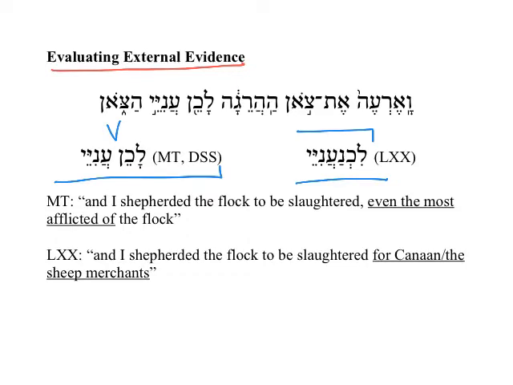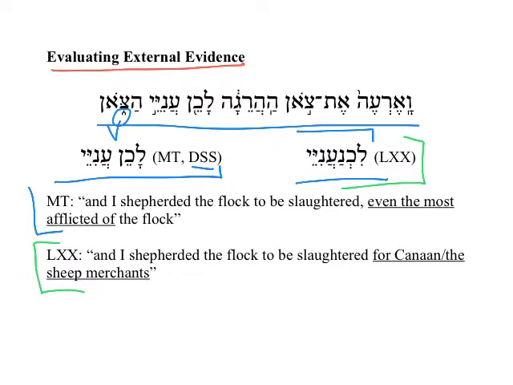Namely, the Masoretic tradition, represented also in the Dead Sea Scrolls, is that the term in this phrase, in the first half of the verse up to the anakta, is: "And I shepherded the flock to be slaughtered, even the most afflicted of the flock." However, the Septuagint has, "And I shepherded the flock to be slaughtered for the Canaanites."